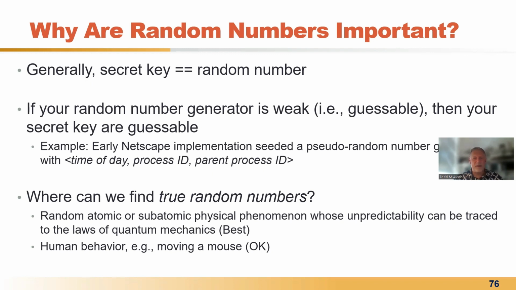Today, the way we generate random numbers is we look for subatomic phenomena like quantum noise, which is pure random in nature, and we use that to generate our random numbers. So let's take a look.